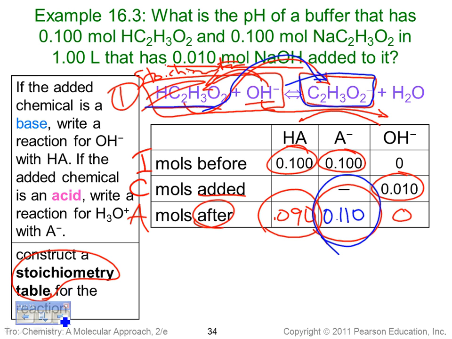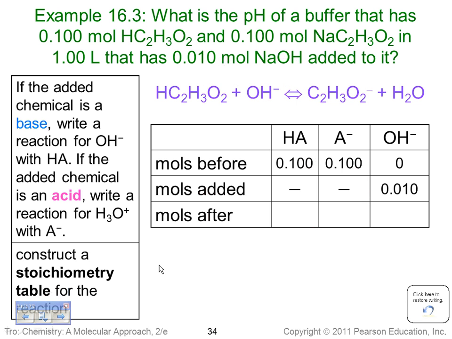So after the stoichiometry is all said and done, let me erase a bunch of this stuff. Then I will have 0.090 moles of weak acid left, and I will now have 0.110 moles of conjugate base produced from this stoichiometry, because all of the hydroxide is going to get used up because it's a strong base.